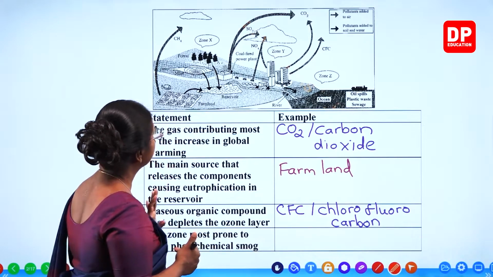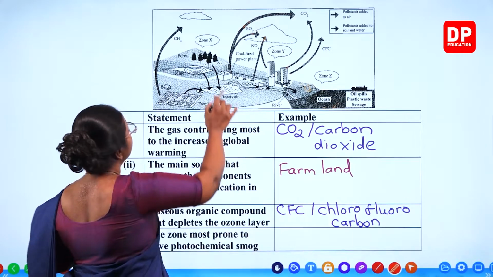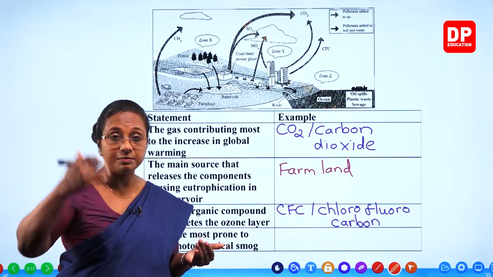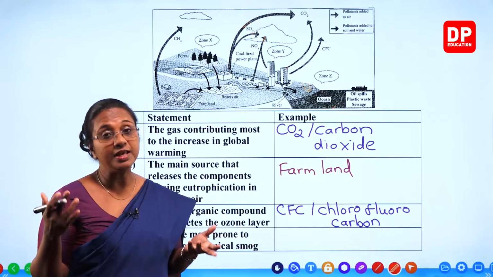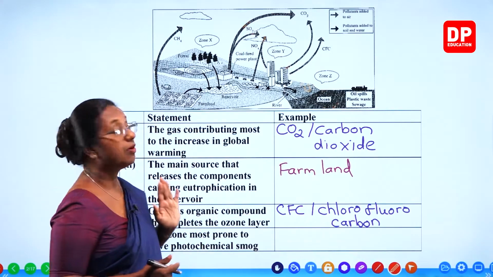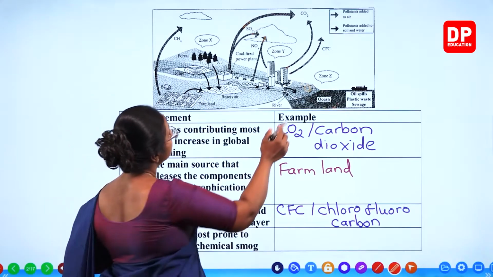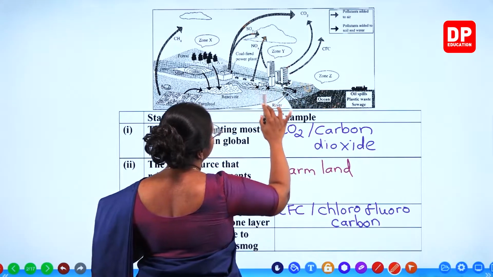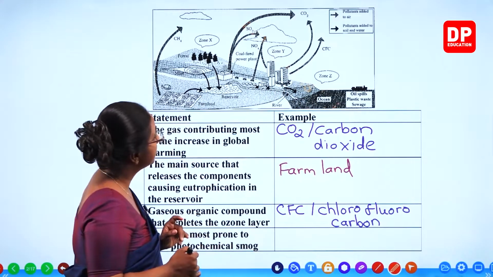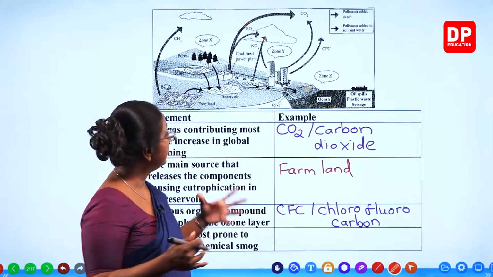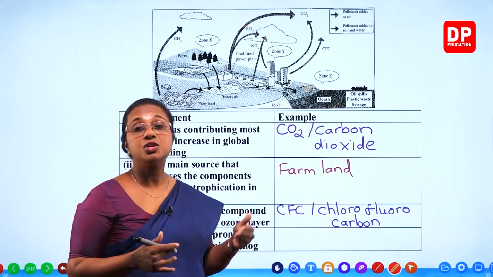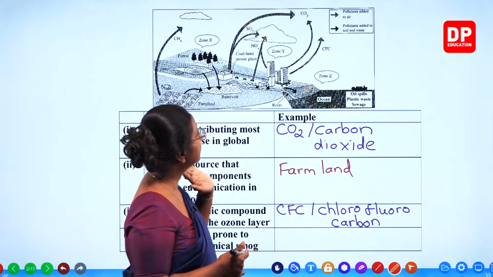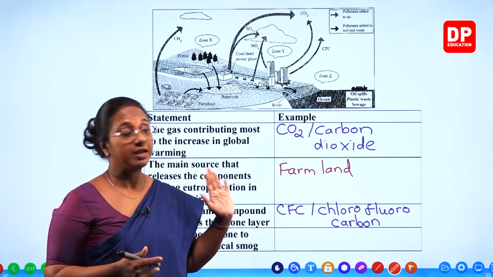So mostly, can you all see now zone X is above the forest. So that is actually a natural environment. Above that, the atmosphere would be the cleanest out of all these. Then you can see zone Y, the city environment where you have the houses, buildings, vehicles. So there is a lot of combustion of fuel. So that area has a high chance of photochemical smog.